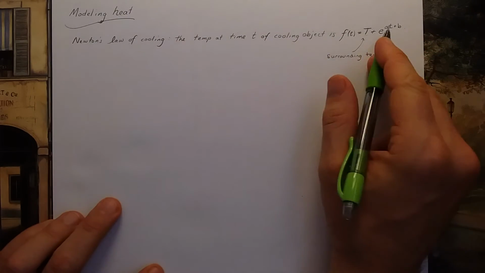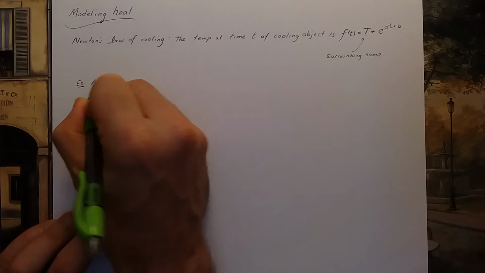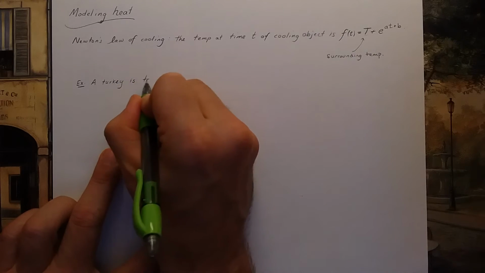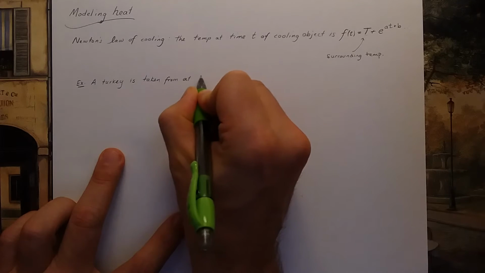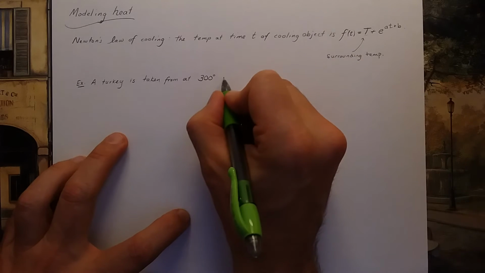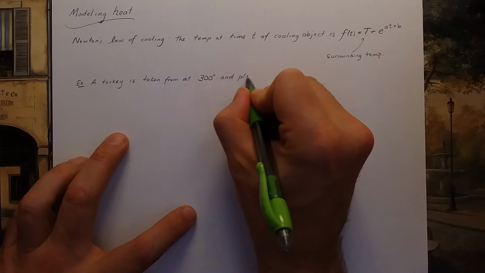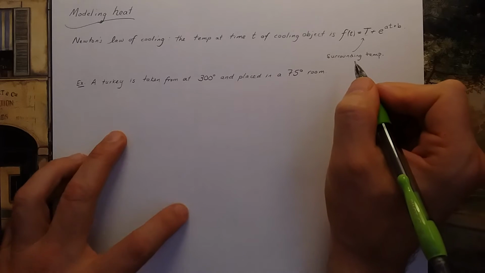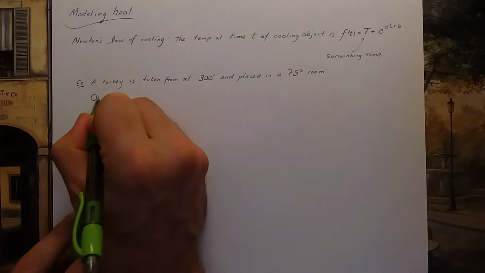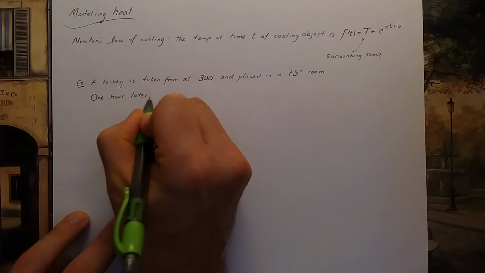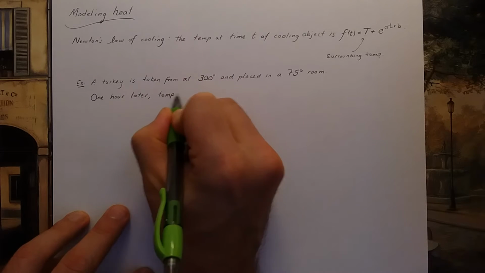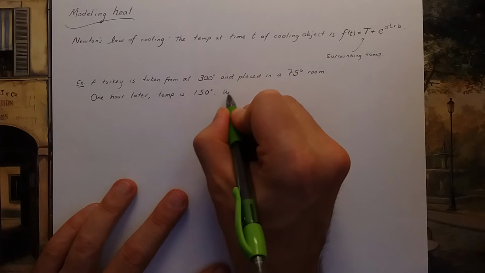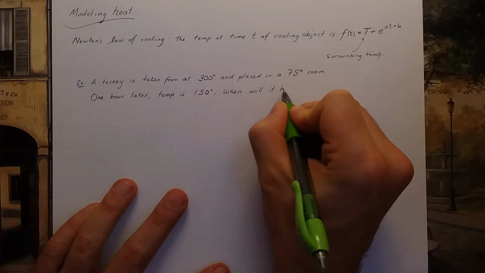Let's see an example using this Newton's law of cooling. So let's say a turkey is cooked for Thanksgiving, and it's taken out of a 300-degree oven. So the turkey is 300 degrees initially, and placed in a 75-degree room to cool. 1 hour later, the temperature is taken. So 1 hour later, the temperature is, let's say, 150. So it took an hour to cool off halfway. And my question is, when will it be 100 degrees?